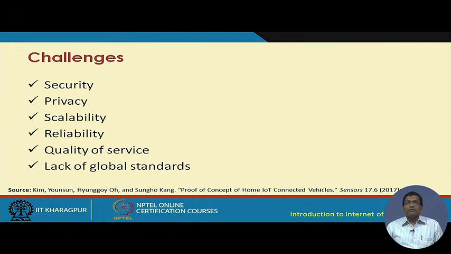So, scalability issues are there, upscaling and even downscaling. If you think a little bit deeper, you will understand that downscaling issues are also there. Then you have the reliability issues with respect to reliable communication being possible in this kind of environment, quality of service, and lack of global standards.